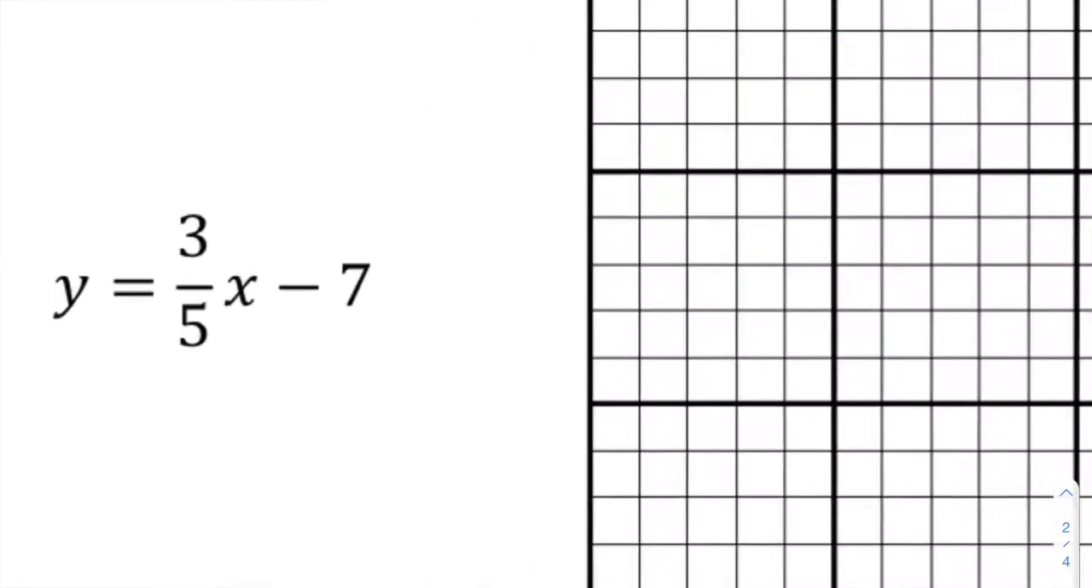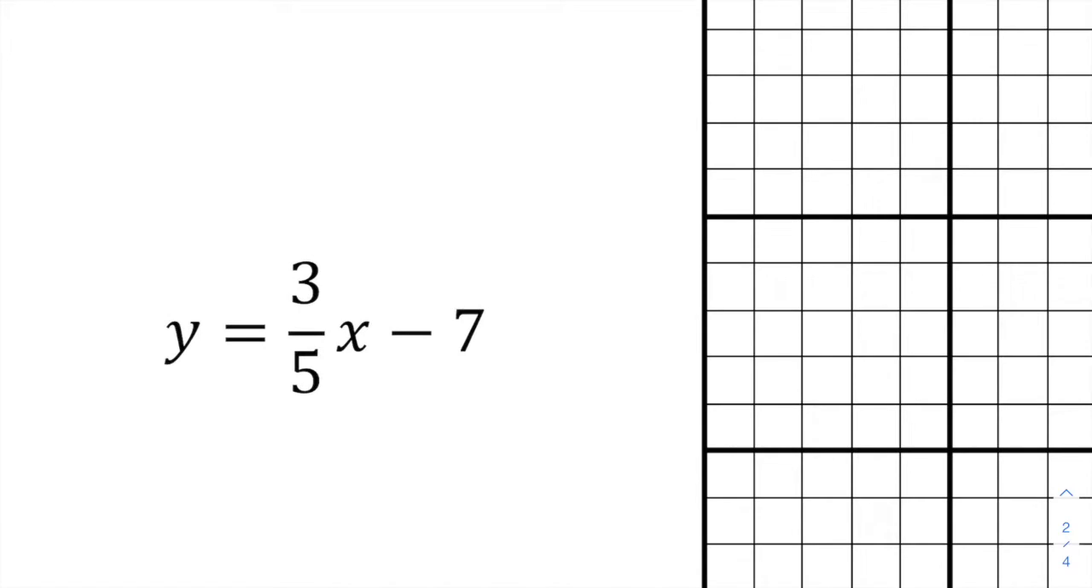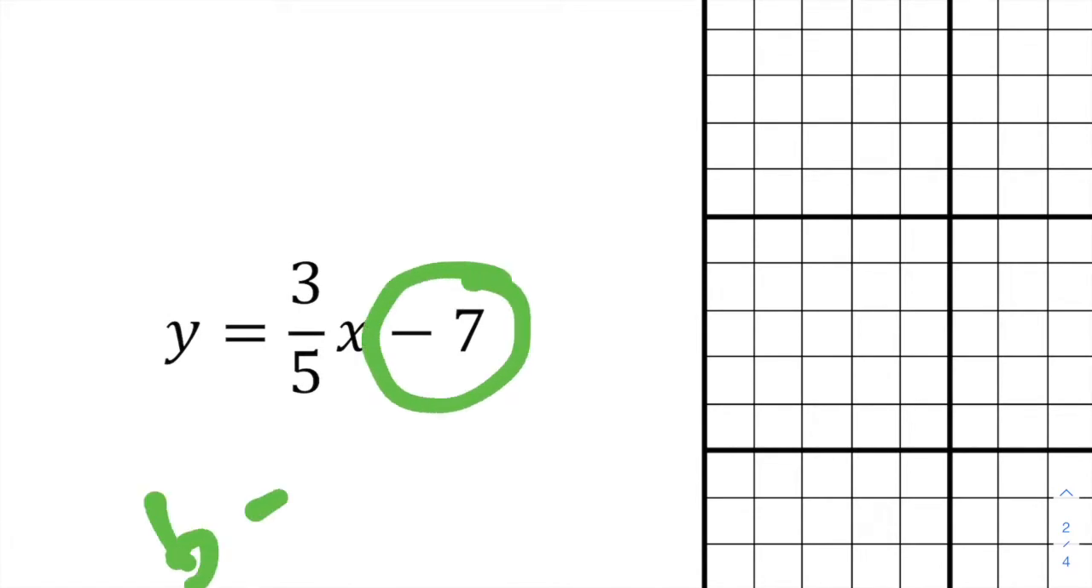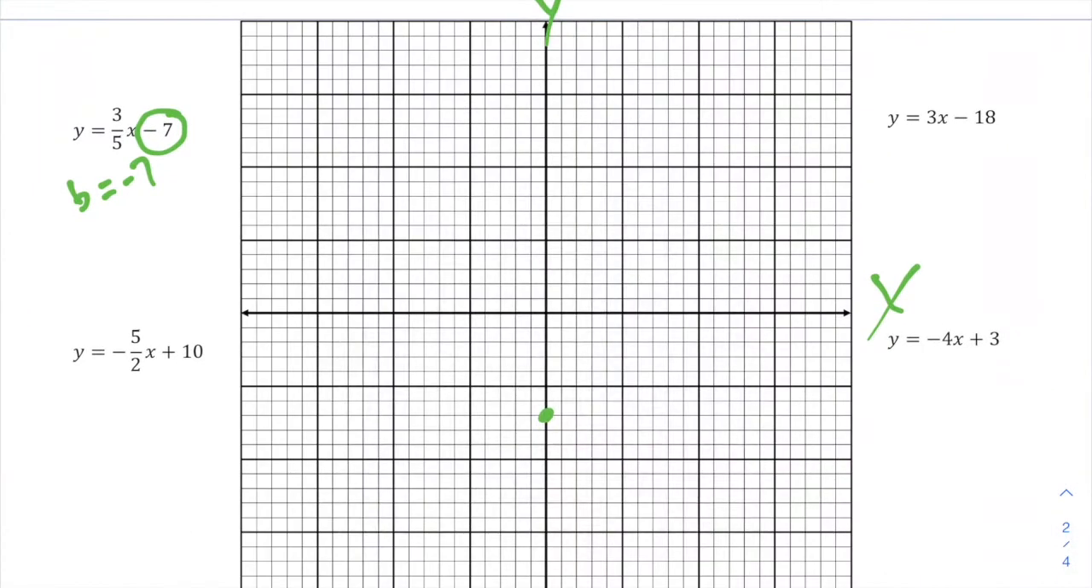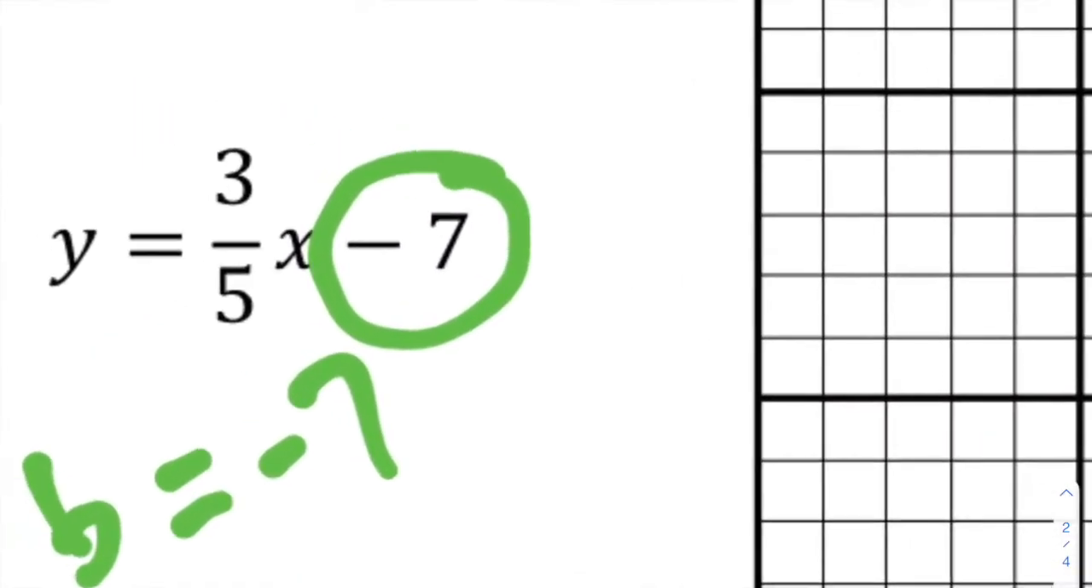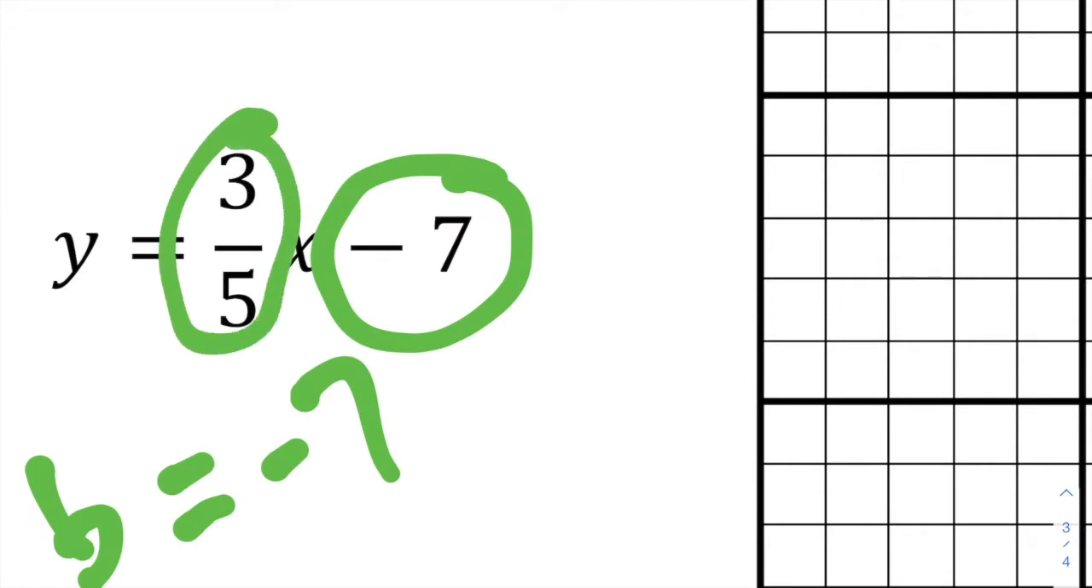We'll start off with the upper left equation, y equals 3/5 x minus 7, where b is negative 7, and m is 3/5. So we go over to the y-axis, go down to negative 7, and put a dot there. Go back to the equation. Find m. M is 3/5.